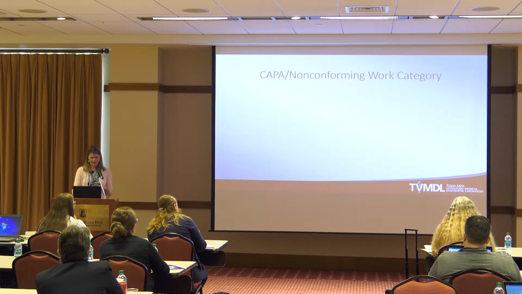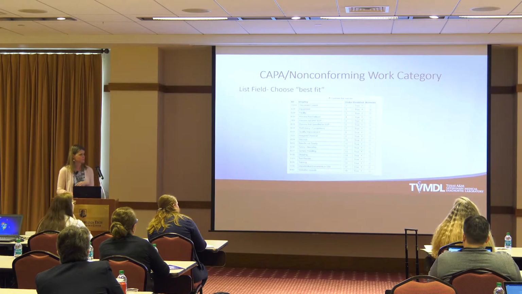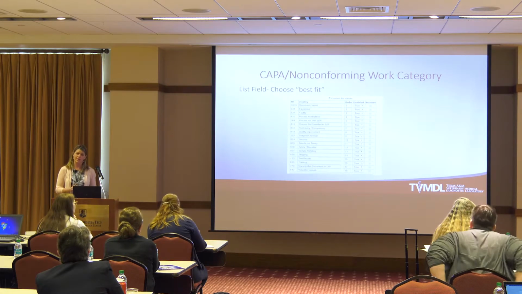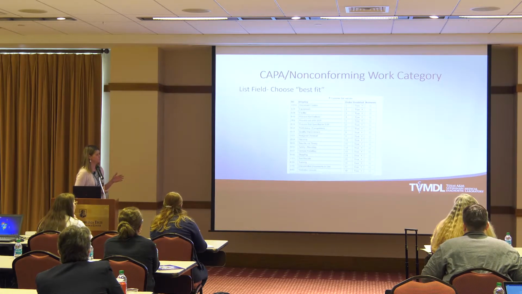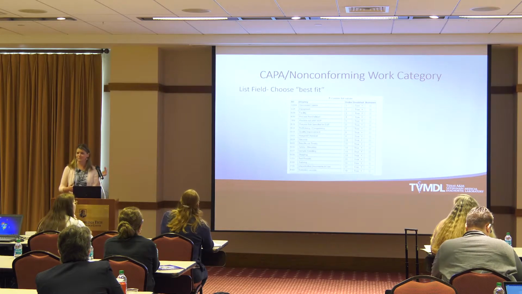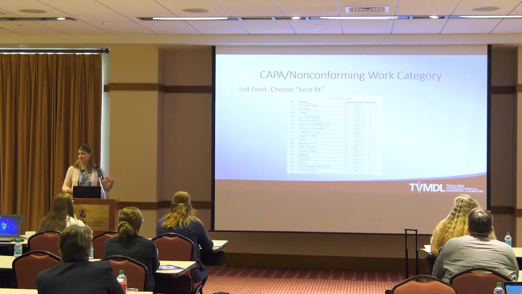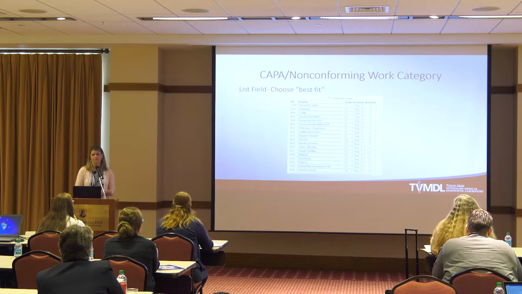All right, so a little bit about our Kappa nonconforming work category. It's a list field, and these are some of the examples. When someone has initiated a workflow, this is one of the fields they have to choose. And we tell them, choose your best fit. If you notice, there's not an other, because if you choose other, everybody always says other, and you don't get anywhere when you're evaluating your data if everyone always chooses other.